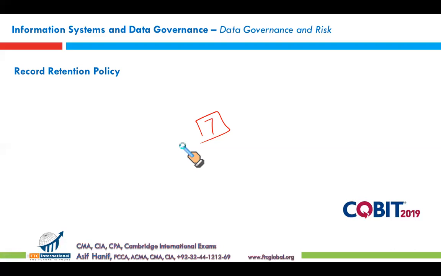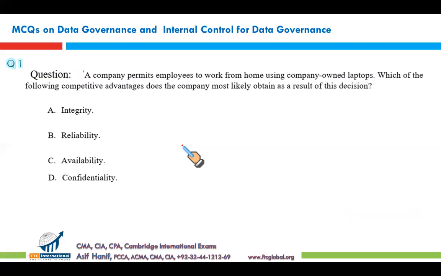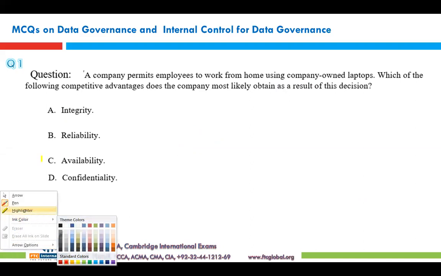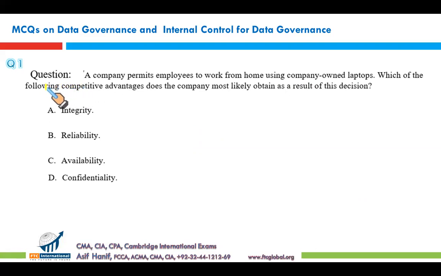So let's do a few questions to assess how well we have understood the concept. A company permits employees to work from home using company-owned laptops. Just like in COVID-19, many people were working from home, called remote working. Important point: whenever you see "which of the following," you must mark it. Which of the following competitive advantages is the company most likely to obtain as a result of this decision? Which of these represents a competitive advantage?